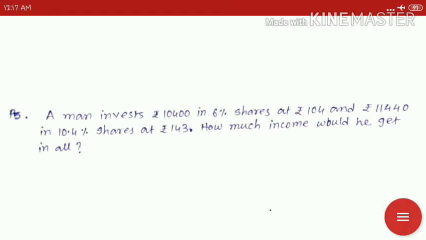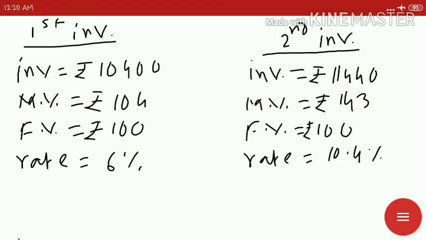So from the investment and the market value, we can easily find out the number of shares he has purchased. And for the face value, for this kind of generalized question, we can take rupees 100 as the general face value. Now you solve it by yourself and then come to my solution. So here is the solution.